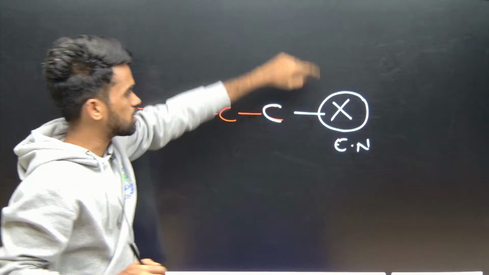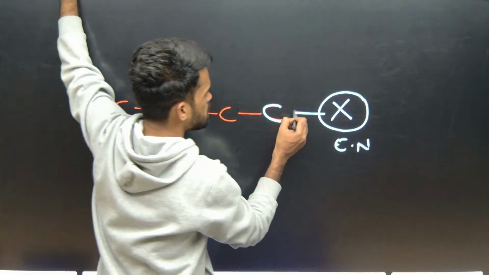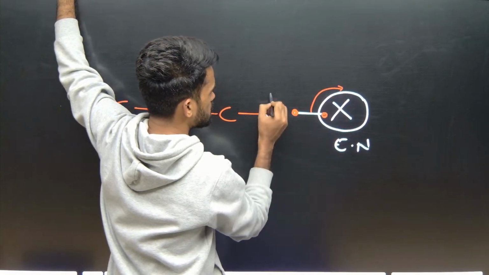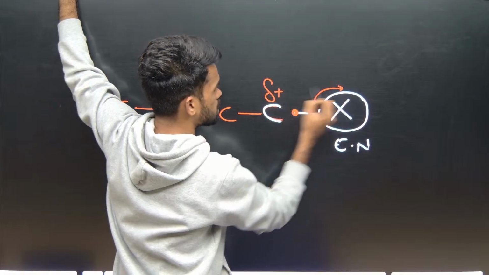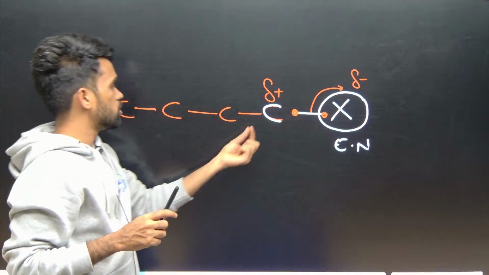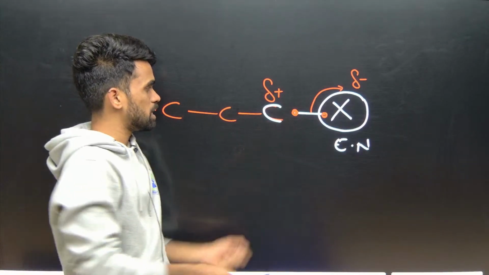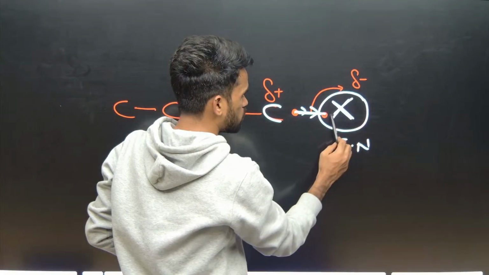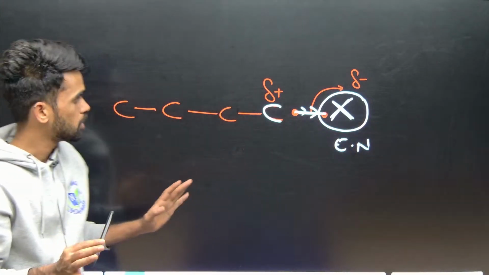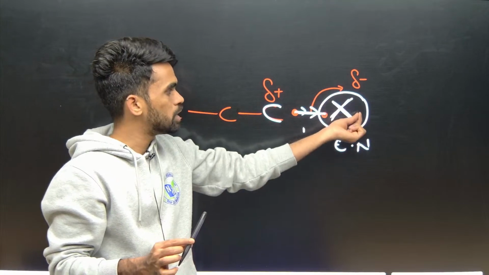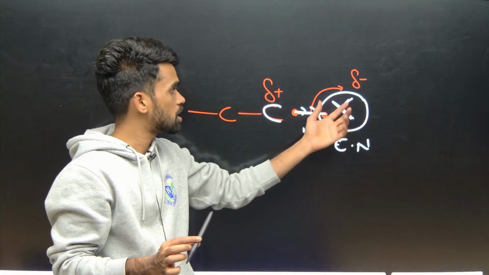If it is more electronegative, these bonded sigma electrons are taken by this halogen atom, and that is creating partial positive charge on this and partial negative charge on this. Up to here it is clear. So now the permanent displacement of sigma bonded electrons towards more electronegative atom is called inductive effect. Okay, the permanent displacement of the sigma bonded electrons towards more electronegative atom is called inductive effect.